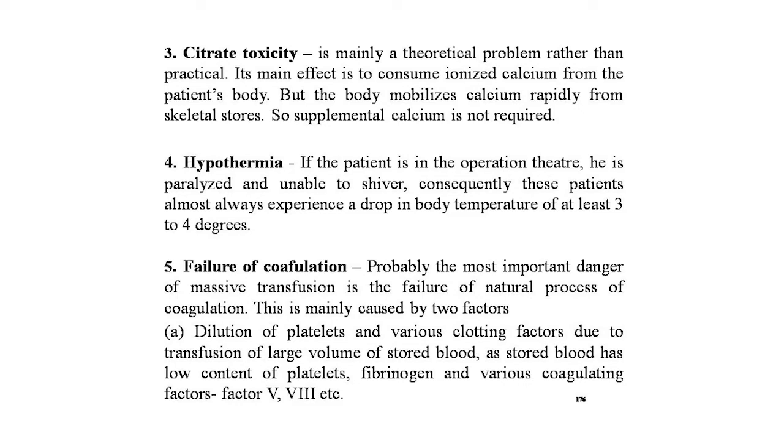Next caused by massive transfusion is failure of coagulation. Probably the most important danger of massive transfusion is failure of the natural process of coagulation. This is mainly caused by two factors. One is the dilution of platelets and various clotting factors due to transfusion of a large volume of stored blood, as stored blood has a low content of platelets, fibrinogen and various coagulation factors, factor V and VIII, etc.